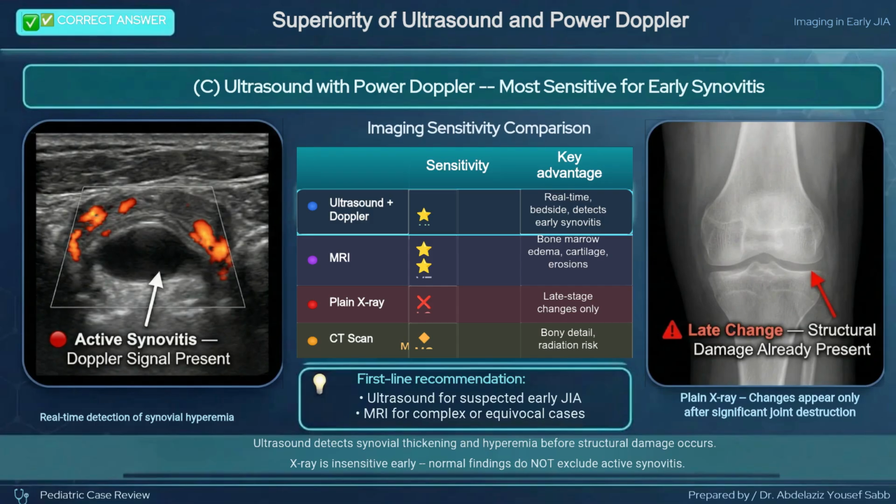Ultrasound with Doppler has high sensitivity for detecting active synovitis in real time at the bedside. Magnetic resonance imaging has very high sensitivity and excels at detecting bone marrow edema, cartilage damage, and erosions. Plain X-ray has low sensitivity and shows only late-stage changes. Computed tomography has moderate sensitivity but carries radiation risk. The first-line recommendation is ultrasound for suspected early juvenile idiopathic arthritis and magnetic resonance imaging for complex or equivocal cases. Ultrasound detects synovial thickening and hyperemia before structural damage occurs, and normal X-ray findings do not exclude active synovitis.